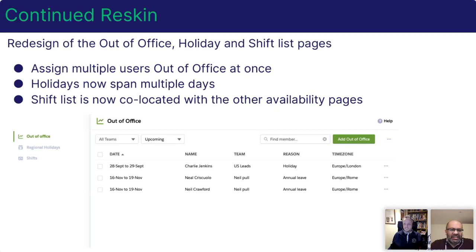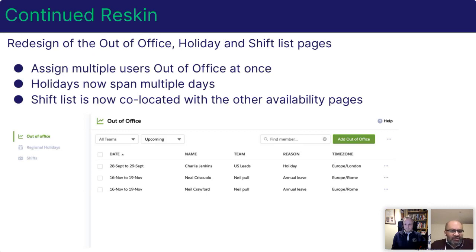So we're continuing with our reskin of the application in this release. You'll remember in Hummingbird, we redesigned the distribution teams page to give it a fresh new look and feel. This time we've updated the availability pages. So the out of office pages where people set individual holidays for team members, the holiday page where people set regional holidays, for example, Thanksgiving, Christmas, New Year, as well as the shift list page. These have been redesigned and are now in line with the look and feel of distribution teams pages.